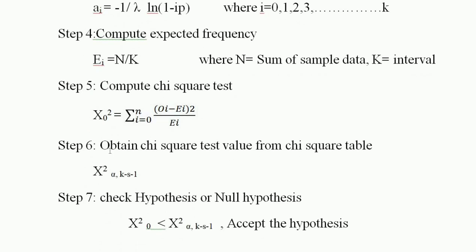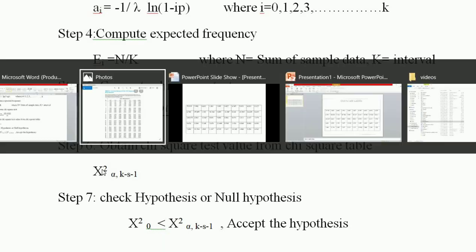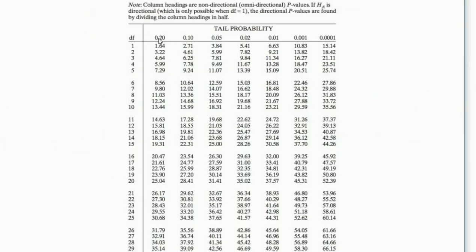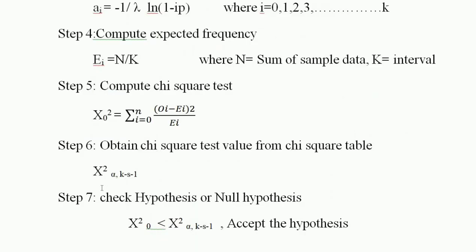And in step 6, we are going to obtain a critical value using a chi-square table, that is chi-square alpha comma k minus s minus 1. Let us see the chi-square table to calculate the critical value. In this, the x-axis gives the alpha values, and the y-axis is nothing but the k minus s minus 1 value. Using this table we are going to calculate the critical value in step 6.